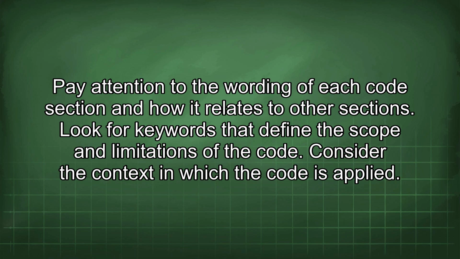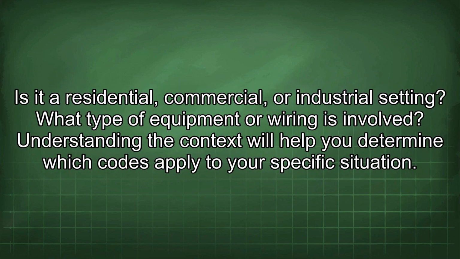Look for keywords that define the scope and limitations of the code. Consider the context in which the code is applied. Is it a residential, commercial, or industrial setting? What type of equipment or wiring is involved? Understanding the context will help you determine which codes apply to your specific situation.